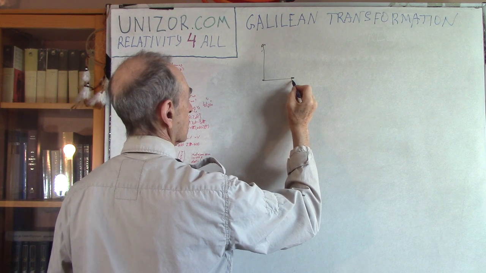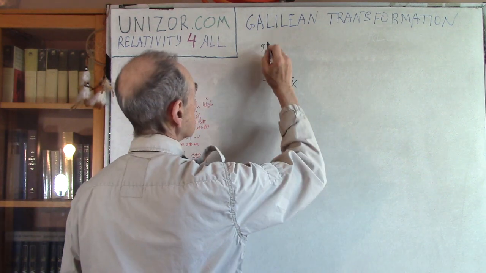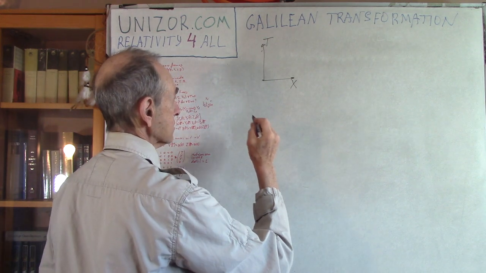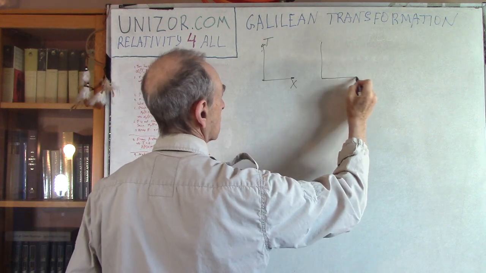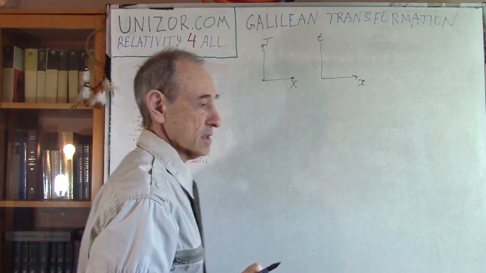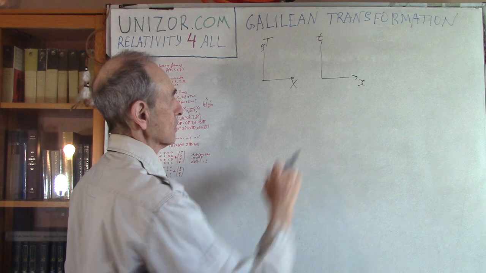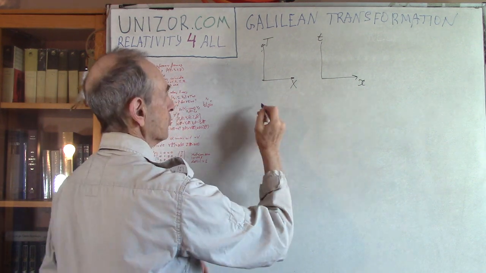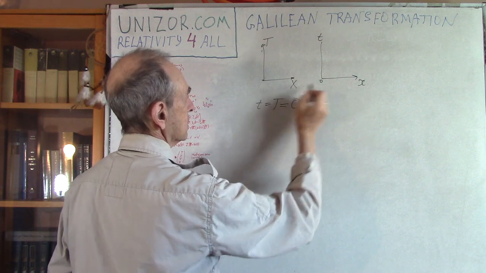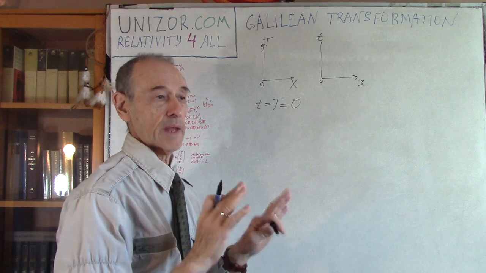So one system will be called capital X, Y, and Z, but I will drop Y and Z, and the time will be measured as T. And another system, I will use lowercase letters. So this is another inertial system which is moving along the x-axis. So x and x are coinciding at time zero. These points coincide, so the systems are at the same position basically at time zero.